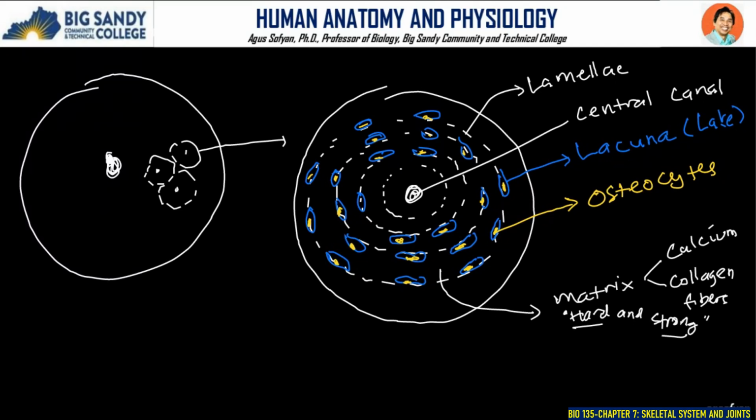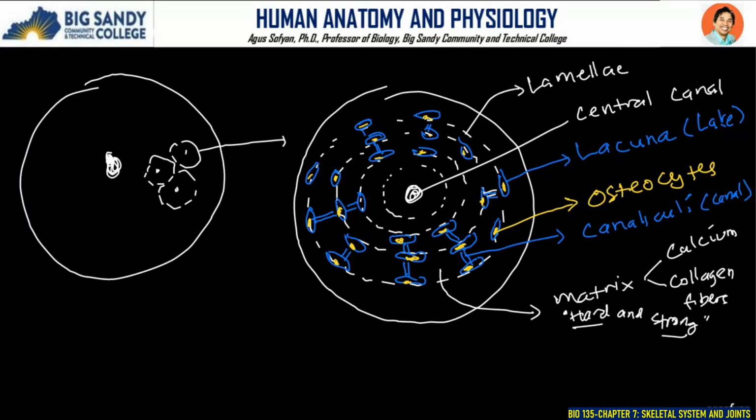Now, between the lakes, between the lacunae, they are connected. I'm going to use the blue color to show the connection. Between one lake and another lake, it is connected by a canal. And this canal is called canaliculi, which is a canal that connects the lakes.